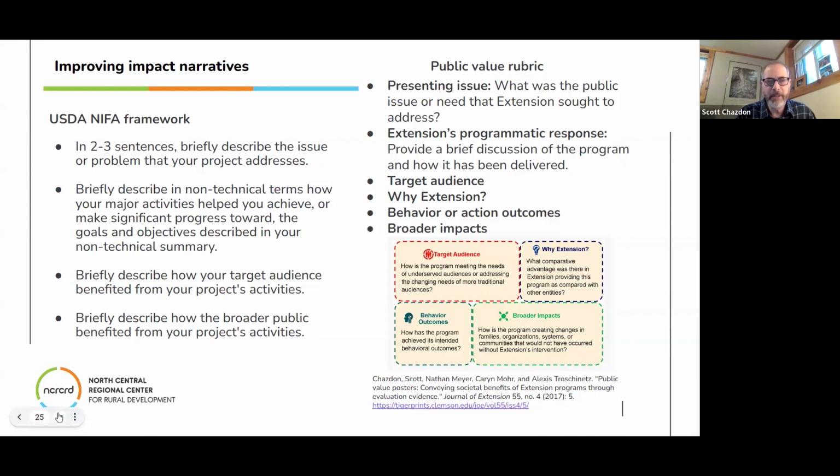The one on the left is, for example, the one that is from the USDA NIFA. The one on the right is one that I helped develop for public value posters, but it's similar to the USDA NIFA, except for this Why Extension piece, which can be really important. So why is extension a better delivery organization than other organizations that are out there? What's the comparative advantage? I feel like that could be a useful piece of impact narratives. It often has a lot to do with credibility and trust that other organizations just don't have. With that, then I will turn it back over to Michael.